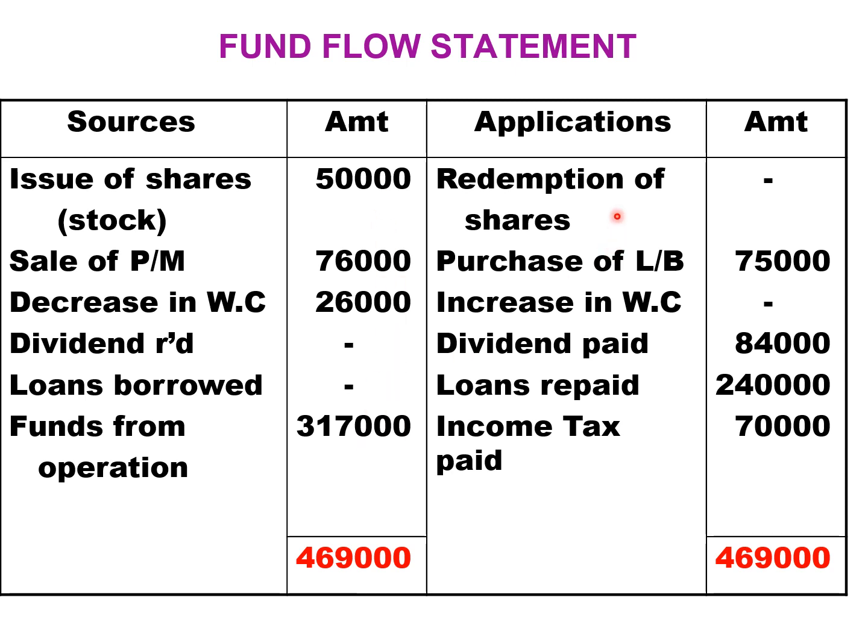There is no redemption of preference share. By purchasing land and building, we paid 75,000. We don't have increase in working capital. We made a payment of 84,000 for dividend. We made a payment of loan repaid 2,40,000. We made a payment of 70,000 for income tax. So thereby fund flow statement tallies.